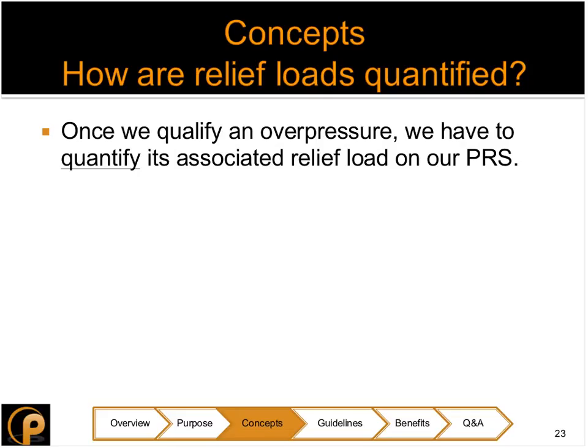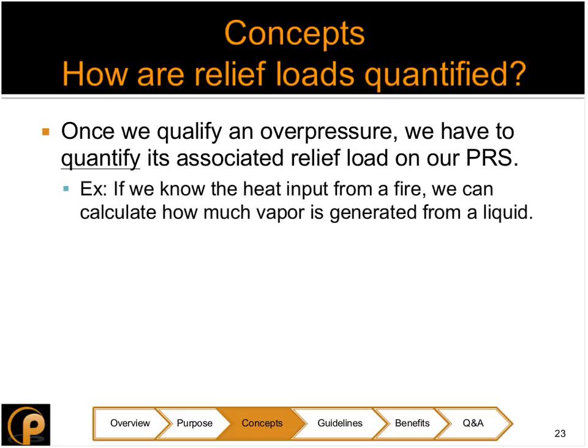So once we qualify an overpressure, we now have to think about how we quantify its relief load. Qualifying an overpressure is just one step in pressure relief system design. You can't just say, well, fire is an applicable scenario, go order a relief device. Once we determine that a scenario can happen, we have to quantify what the relief load is. So the first example is possibly a fire.